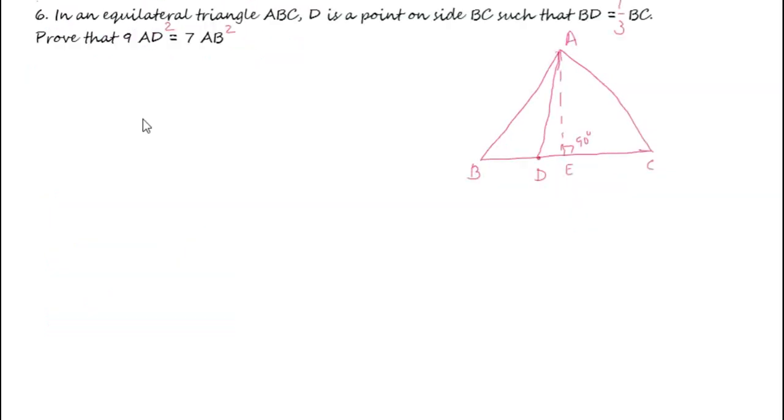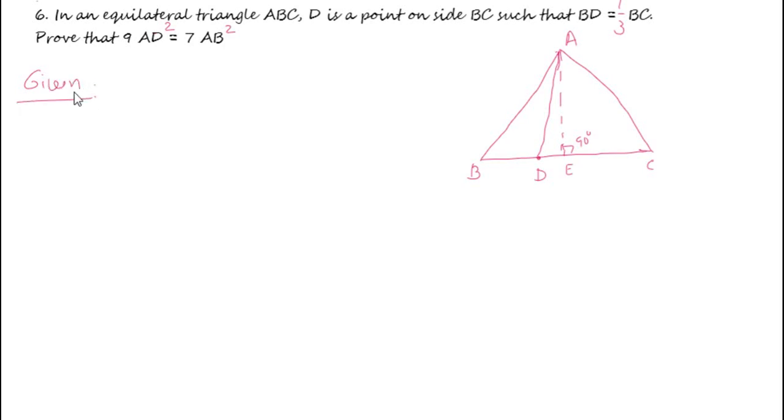Last exercise. In an equilateral triangle ABC, it's an equilateral triangle, all sides are equal. D is the point on side BC such that BD equal to 1 by 3 BC. Prove that 9AD square equal to 7AB square.